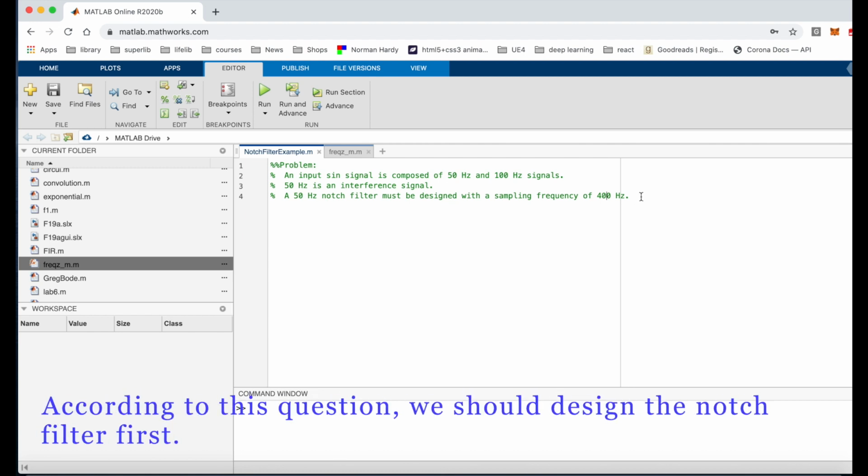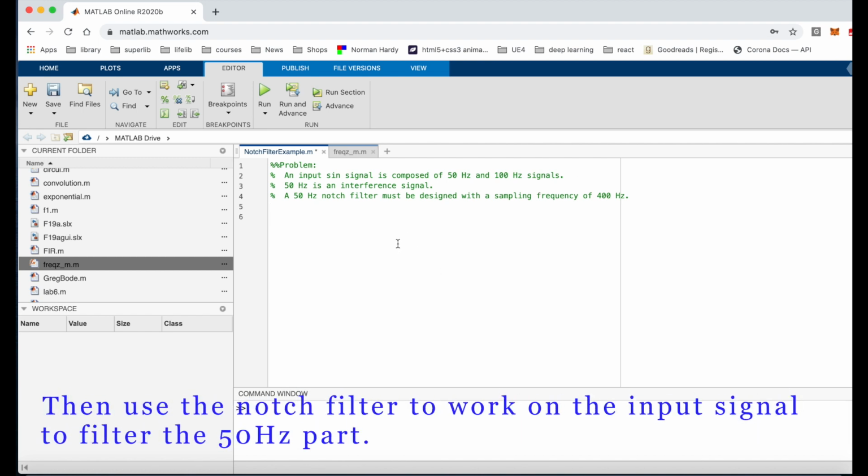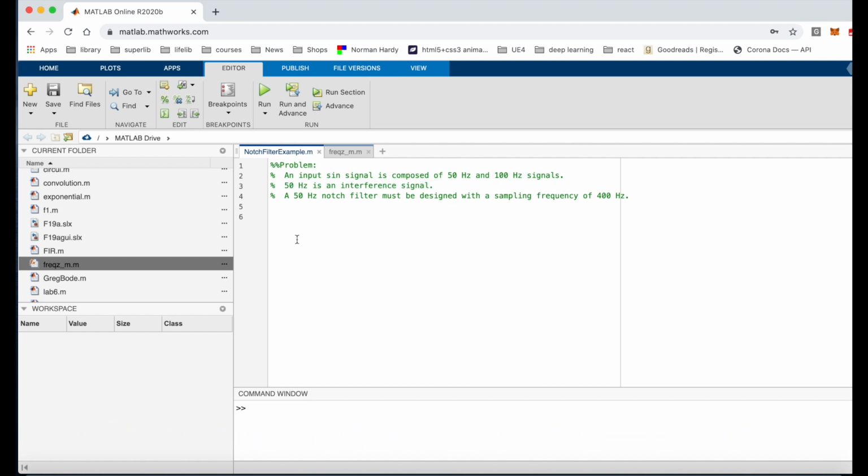According to this question, we should design the notch filter first. Then use the notch filter to work on the input signal to filter the 50 Hz part. Finally, just keep the signal with the frequency 100 Hz.